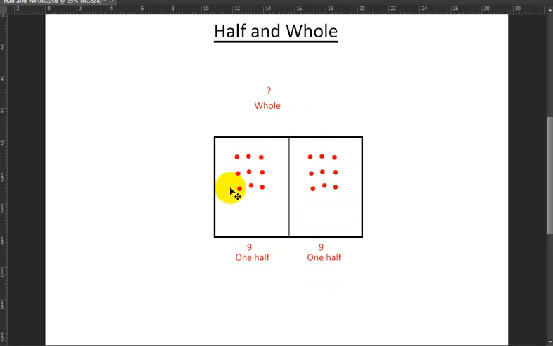So what is the whole? Well, the whole is what I get if I add these two together. So 9 plus 9. And if you remember, 9 plus 9 makes 18. So the whole is 18. And that's how we work with halves and wholes.